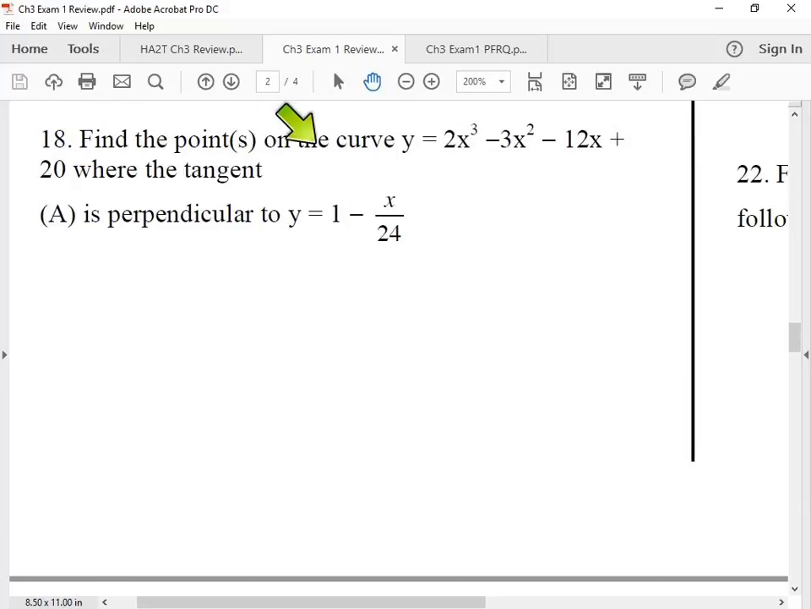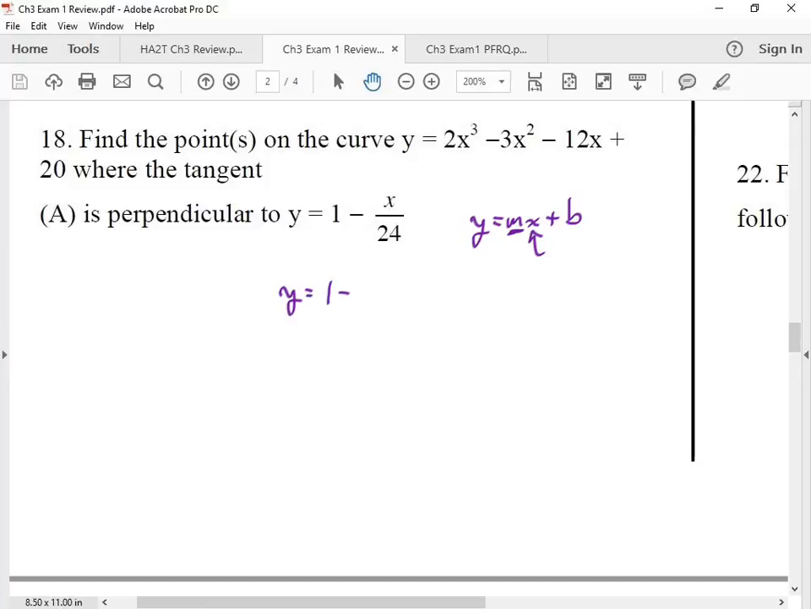It says find the points on the curve where the tangent is perpendicular to this. So if the tangent is perpendicular to this line, we need to know the perpendicular slope. No, the slope is not 1. Remember, y equals mx plus b. The slope is right next to the x. The slope is multiplying the x. So what is multiplying the x right here?